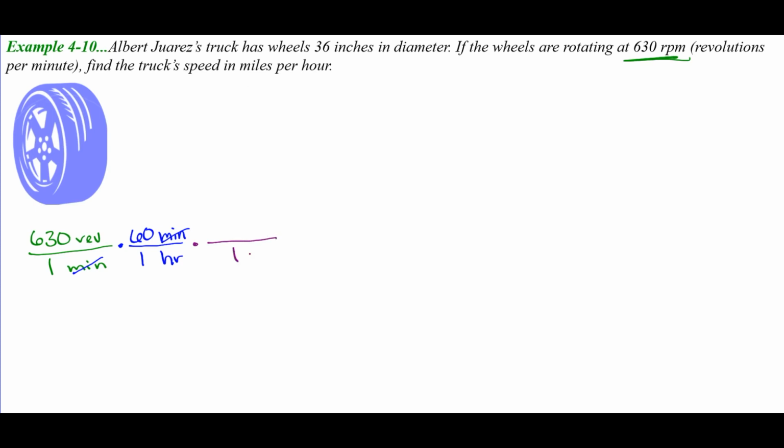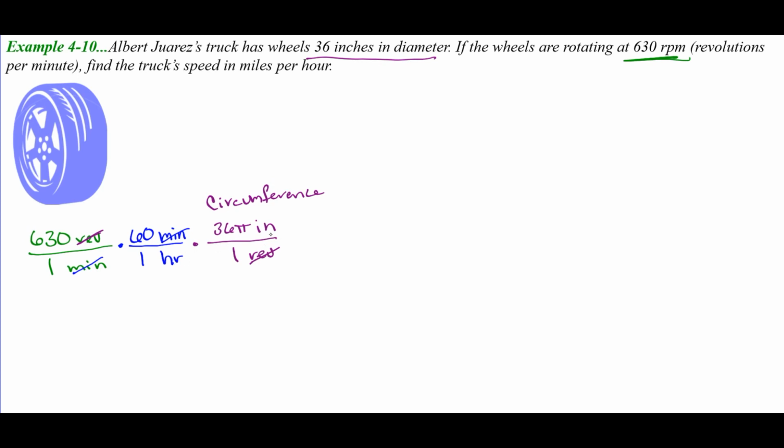So remember, 1 revolution is the same as the circumference. So again, I'm going to go back here to my 36 inches diameter. So that's going to give me a circumference of 36 pi inches. So my circumference is going to end up in the same unit as my diameter was given in, inches per revolution here. So now I can cancel out my revolutions. So now we've got inches over hours.